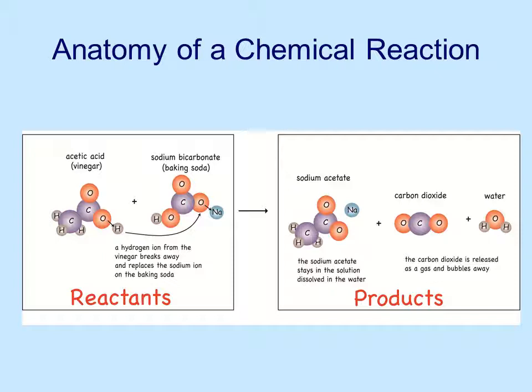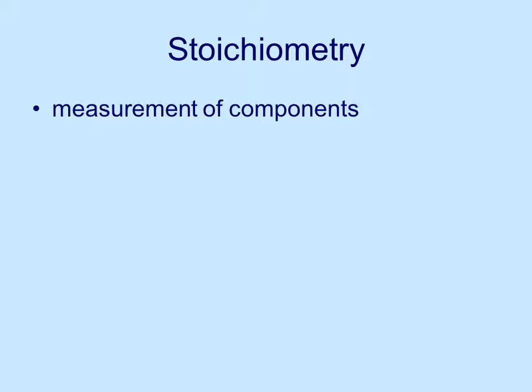And we have a reaction where a hydrogen from the vinegar replaces a sodium ion on the baking soda, and what we get are products. We have sodium acetate, which is a salt that stays in solution. We get carbon dioxide, which is a gas and will bubble away. You can watch this fizz. And we get water. So what we've done is move materials around and come up with new materials.